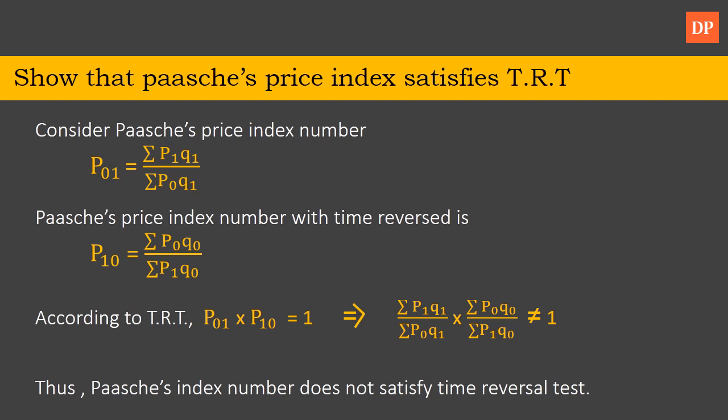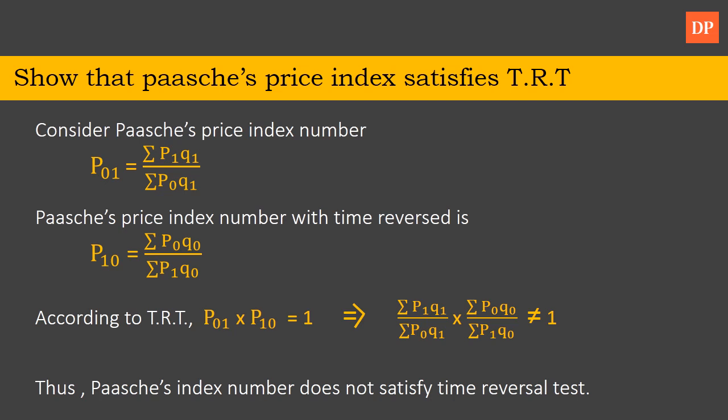In order to prove the time reversal test, we need to reverse the time periods. After reversing the time periods, we will get a new price index number. The new price index number is P10. What is P10? The price index number for the current year 0 with respect to base year 1 is equal to summation P0Q0 whole divided by summation P1Q0.